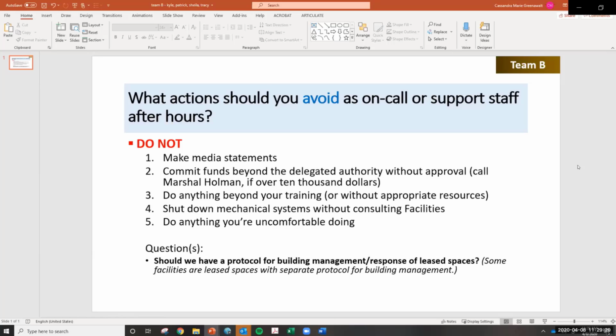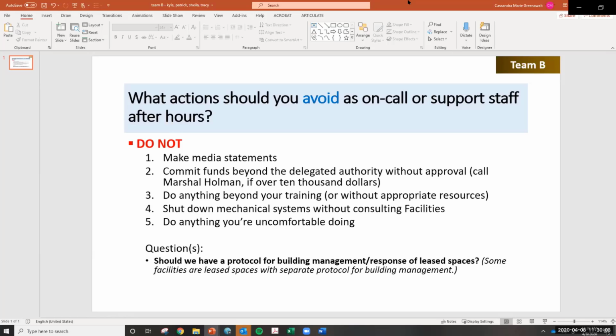Do anything beyond your training or without appropriate resources. So don't attempt to be a superhero if you're not equipped to be one. Shut down mechanical systems without consulting facilities, or do anything you're uncomfortable doing. And that one's really important. Don't do anything that makes you really uncomfortable, because typically your gut instinct might be correct. And also you don't want to do anything that maybe you're not actually prepared to do. If it makes you nervous, there's usually a reason for that.